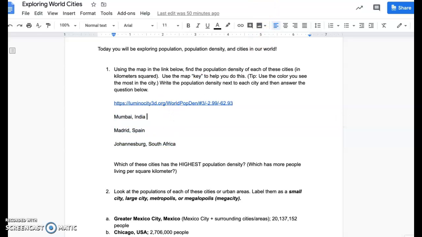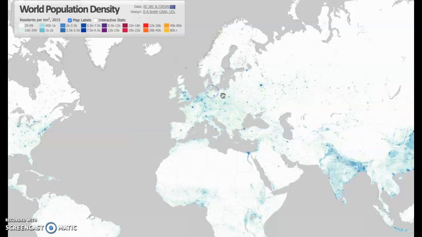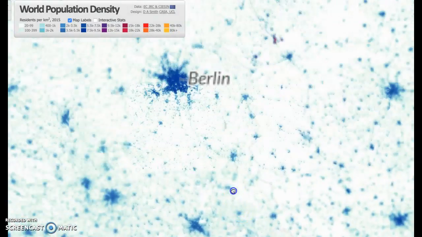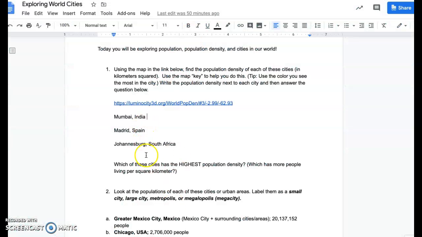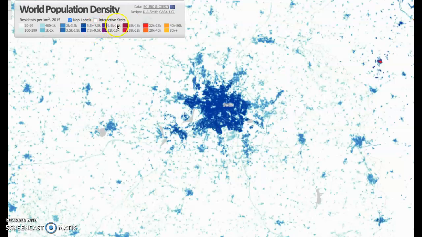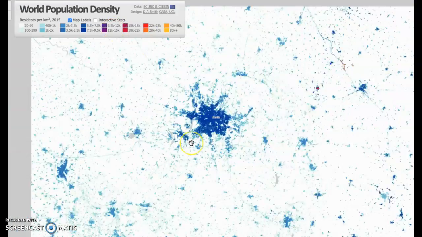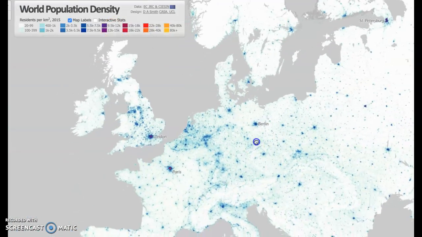So if I click this link, it'll take me to this map. And in this map, you can zoom in and look at a city. So here we're looking at Berlin. And up here I can see that the population density of Berlin is about 7,500 to 9,500 people per square kilometer. I can see that here. So what you'll do is you'll find those other 3 cities on this map, and you'll use this key up here to find the population density per square kilometer, okay? And those numbers are all up here, so just look at the colors, match the colors, and find the one that best fits that city, okay?